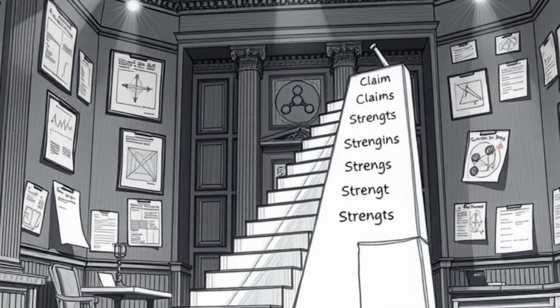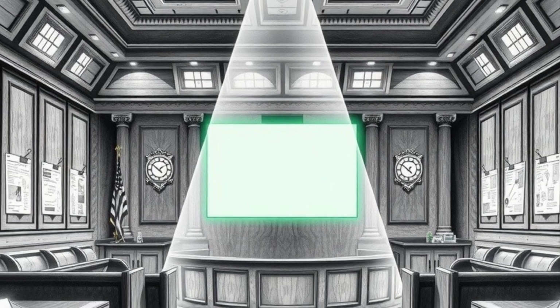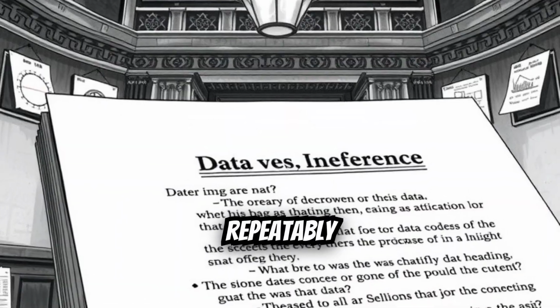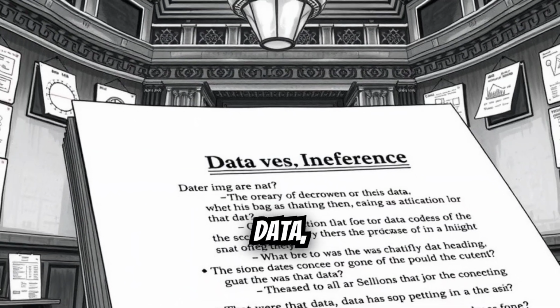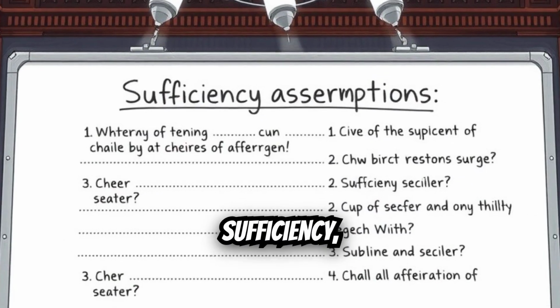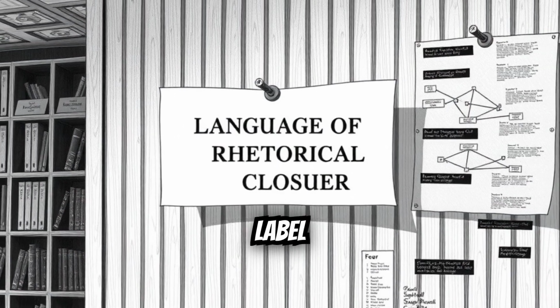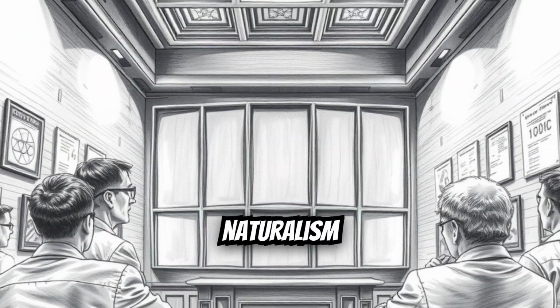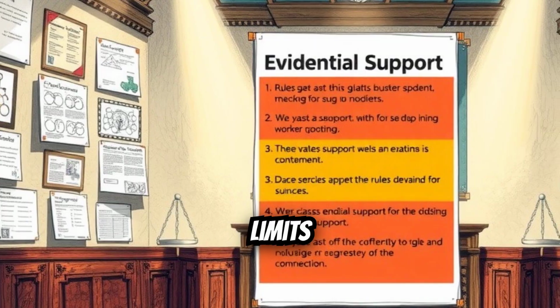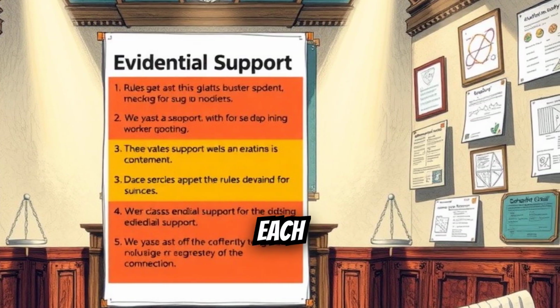It grades claims' strength on an escalation ladder so it can report calmly and repeatably whether a passage describes data, makes an inference, asserts sufficiency, or uses boundary and closure language. It does not label views wrong based on naturalism or non-naturalism. It limits what counts as evidential support at each level.